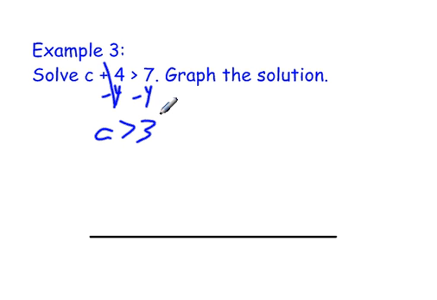Later, in the next lesson, I believe you're going to learn about multiplication and division, and that's going to be a different story. But for right now, for addition and subtraction, you don't have to worry about that sign flipping around or anything else. So it's a very simple process now. So we have C is greater than 3.